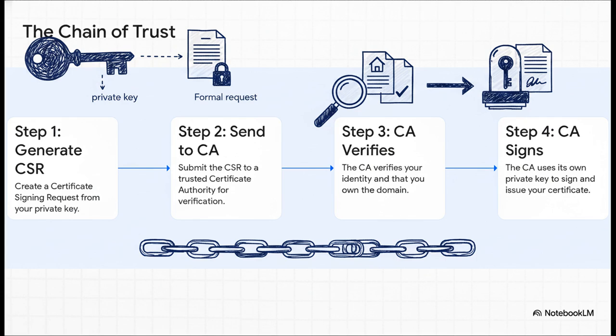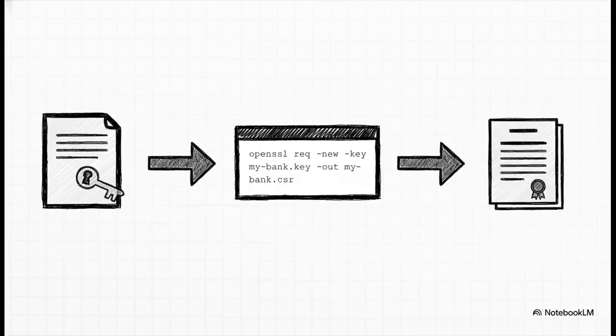Here's how it works. First, we use our private key to generate a formal application called a certificate signing request. We send that to a CA. They then do their homework. They verify our identity, they make sure we actually own the domain we claim to, and once they're satisfied, they use their own incredibly well-protected private key to digitally sign our certificate, essentially saying, yep, we've checked these guys out, they're legit.